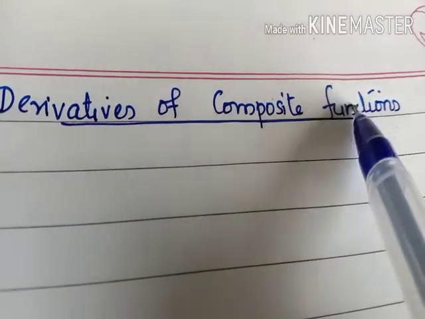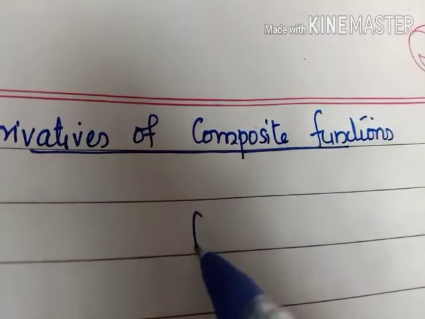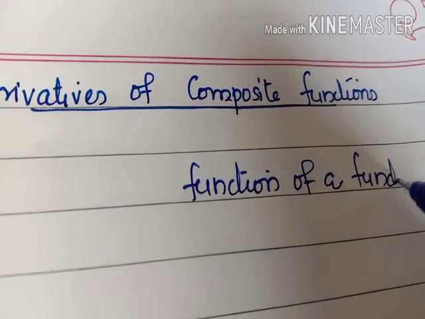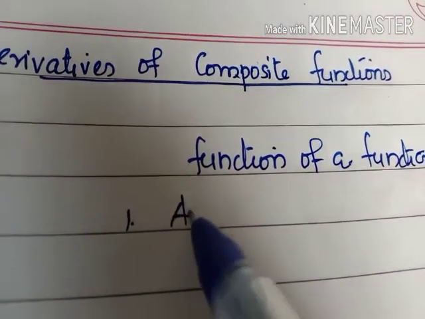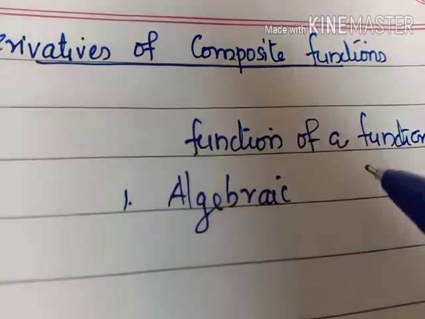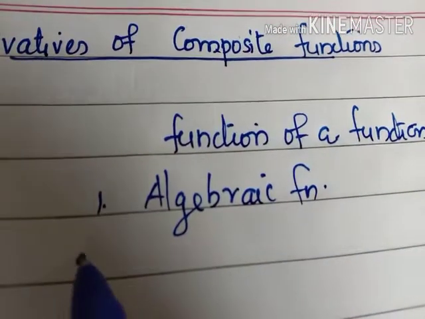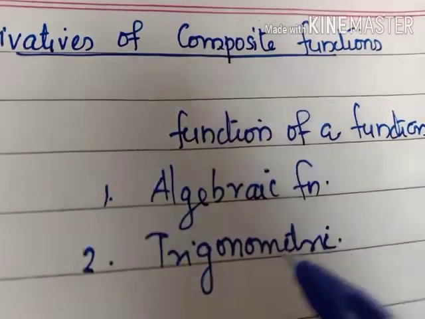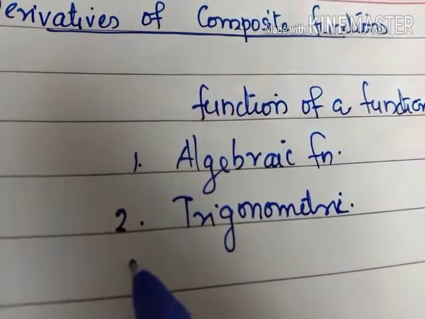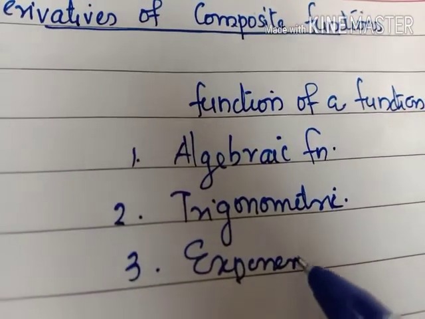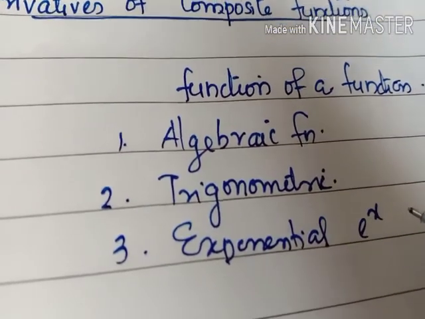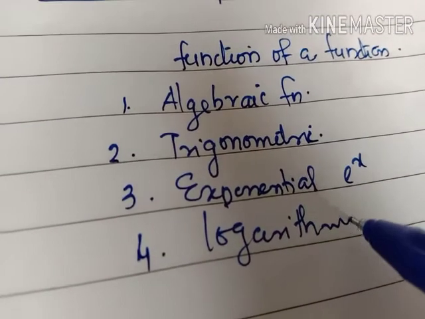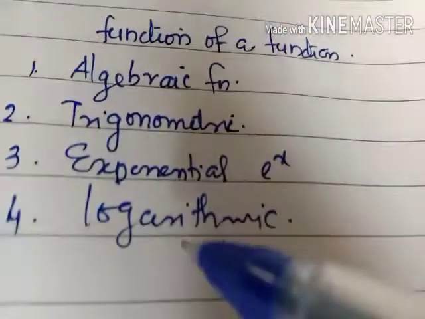Derivatives of composite functions. Composite means function of a function. We know different types of functions, namely algebraic functions, meaning containing variable x. Then trigonometric functions, having sine, cosine, tangent ratios. Then exponential functions, just like e raised to x, e raised to y and so on. And similarly logarithmic functions in terms of log. All these functions are familiar to us.